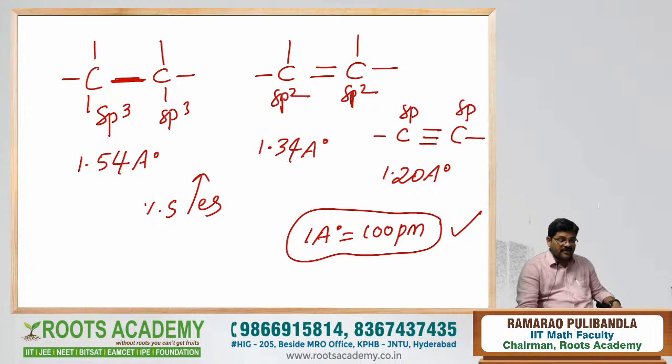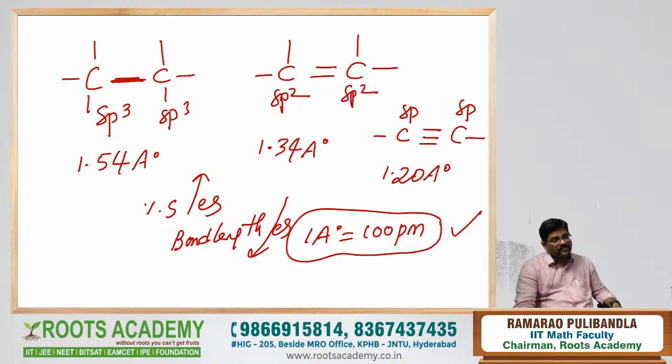Therefore, as the percentage of s character increases, the bond length value decreases. One of the beautiful points. As the percentage of s character increases, what happens to the bond length? It decreases. This is one of the beautiful points. Repeat the point once again.